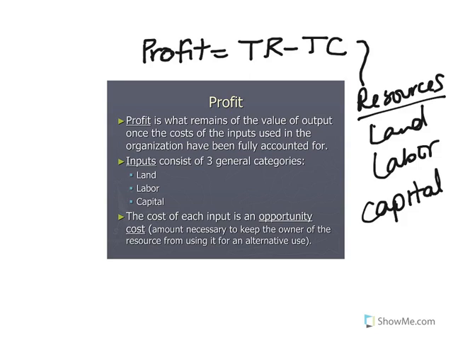Now what we want to do is look at the cost to the firm in terms of their opportunity cost. In other words, the amount necessary to keep the owner of the resource from using it in an alternative use. And the reason why we look at it from this perspective is because we know that resources have to be paid their opportunity cost, otherwise they will flow to an alternative use.